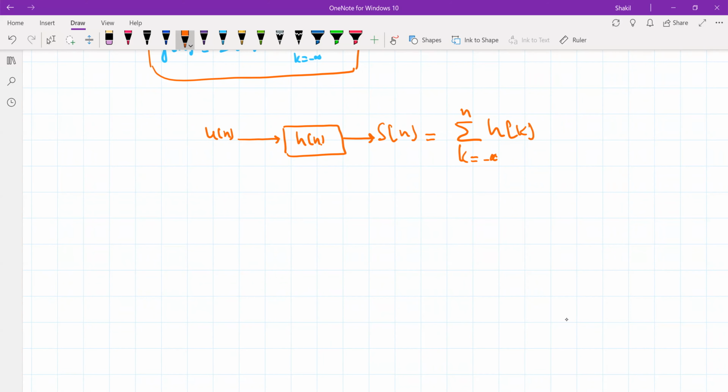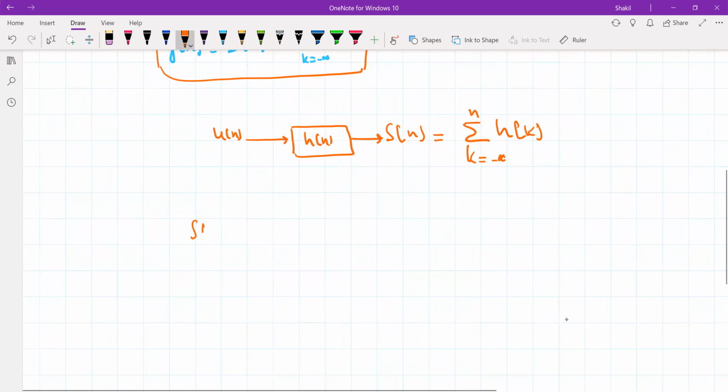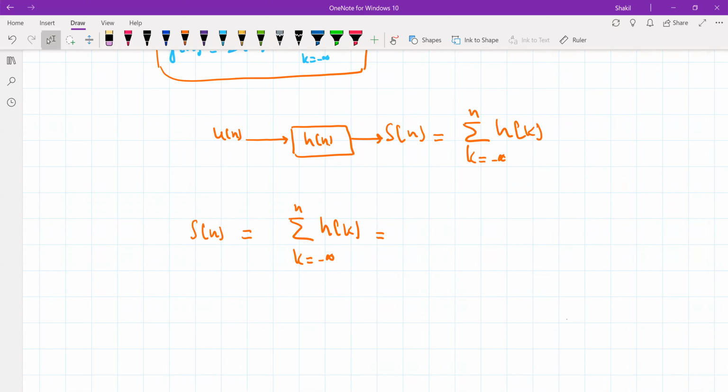Now I want to manipulate this step response. So I can say S of n is k running from minus infinity to n, h of k. Now I can write it also like k running from minus infinity to n minus 1, h of k, and we are left with the last value, that's the nth value.